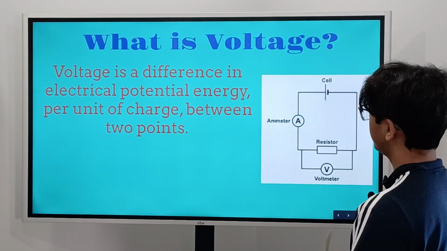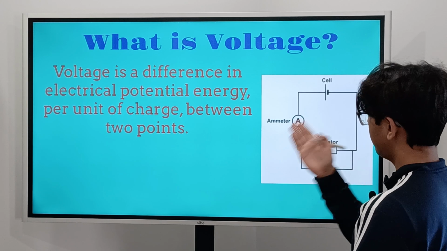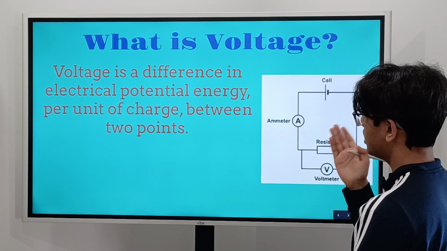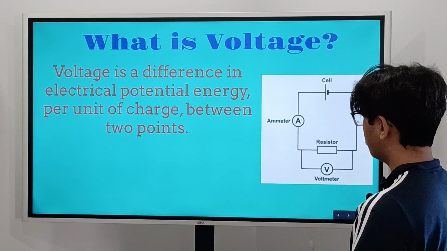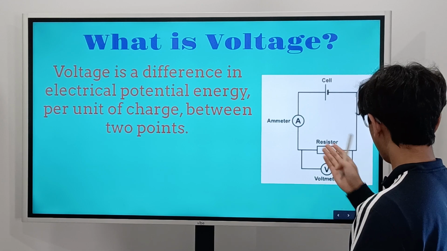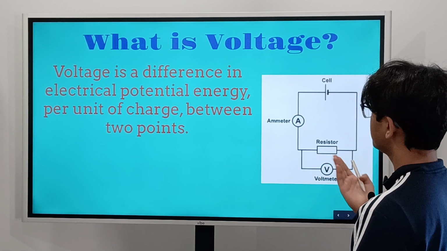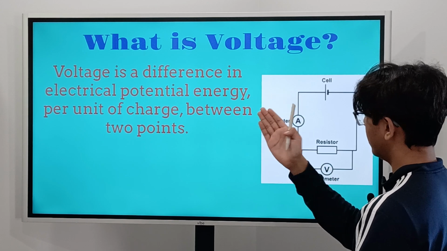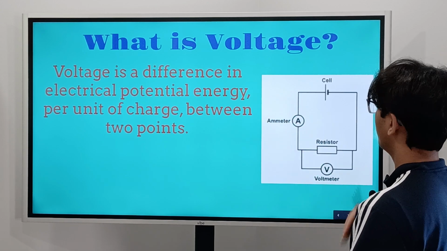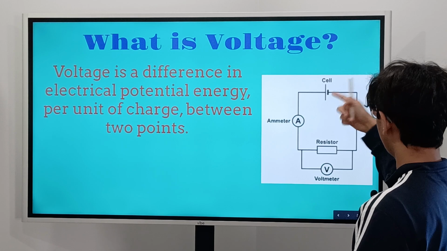So first of all, what is voltage? Voltage is a difference in electrical potential energy per unit of charge between 2 points. As we can see here, we have a circuit, and what voltage is saying is that it's a difference in electrical potential energy. So where do we get this from? We get this from the cell or the battery.